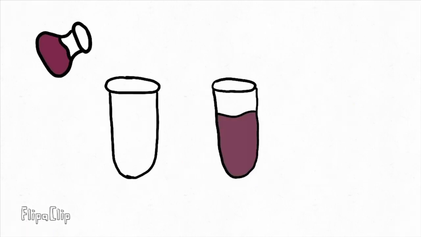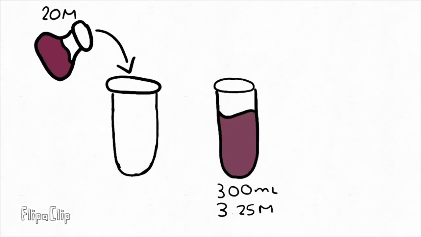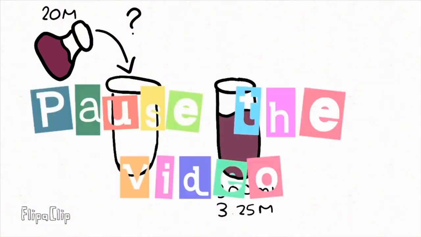If we had a stock solution with molarity of 20 and wanted to create 300 milliliters of solution with a 3.25 molarity, how many milliliters of the stock solution would need to be used? Pause the video and try it on your own.